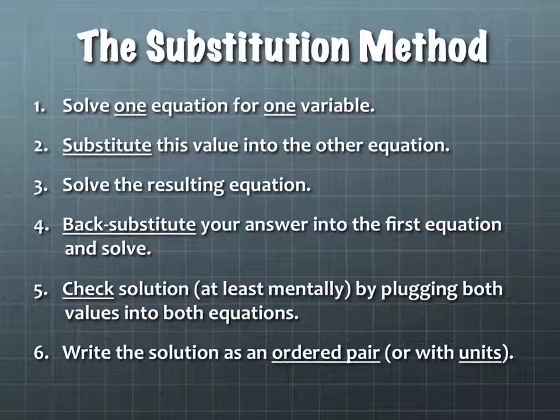You should check your solutions, at least mentally, by plugging both values into both equations. Make sure that they seem reasonable, that they work. And then we would always write the solution in an appropriate way. If we don't have any context, we're just given equations, we write it as an ordered pair. If our problem has context, then we would include units. We wouldn't write it as an ordered pair because it wouldn't make any sense.